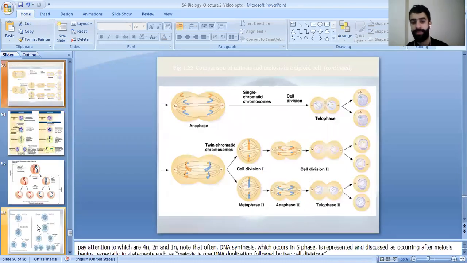Let's continue the process here. Anaphase in mitosis, the sister chromatids are pulled to the opposite poles, then telophase, and the result will be two daughter cells, and they are identical to the mother cell.